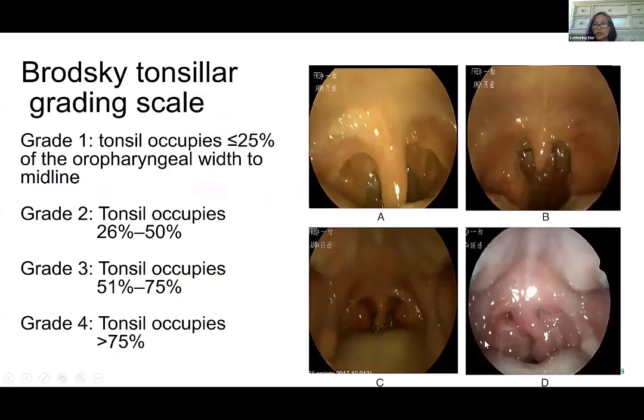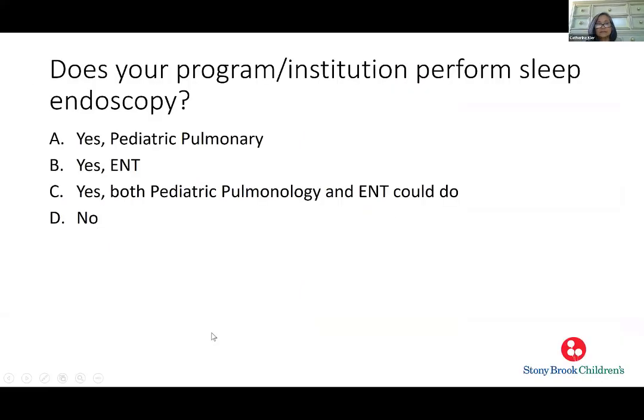This is another way to view it, and this is actually more practical because these are actual patient tissues. Again, grade 1 occupies less than 25%, grade 2 about more than 25 to 50%, grade 3 greater than 75%, and grade 4 occupies almost all of that space.